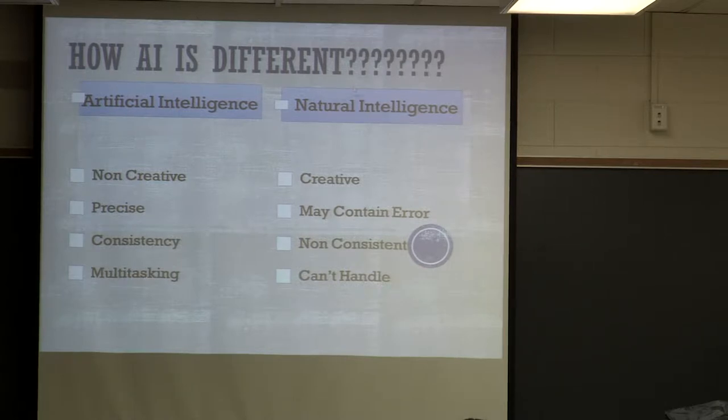And how is artificial intelligence different from natural intelligence? Artificial intelligence is not creative. But like the cutting machine, it cuts exactly the length of the piece. It's also consistent, and it can multitask, doing several things at the same time, which humans cannot do. But the good thing is humans are more creative than artificial intelligence, like all of the designs are made by humans.